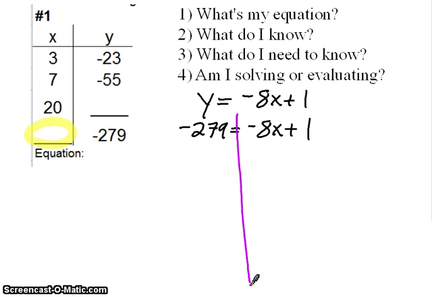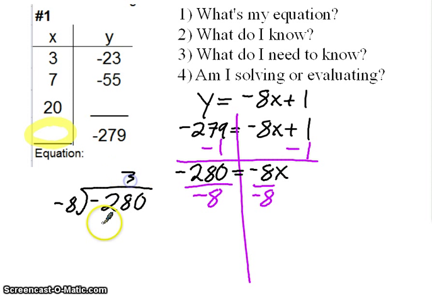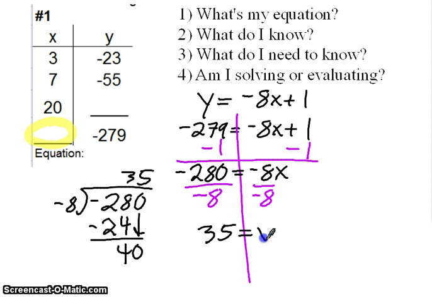Okay, so golden rule of algebra. I'm going to subtract 1 from both sides. And that's going to give me negative 280 equals negative 8x. I'm going to divide both sides by negative 8. Okay, so let's do this division here. Negative 280 divided by negative 8. Looks like it goes in 3 times. 24, subtract gives me 40. 35. Negative divided by a negative is a positive, so it looks like x is 35.